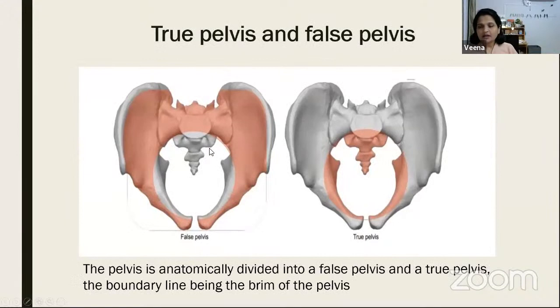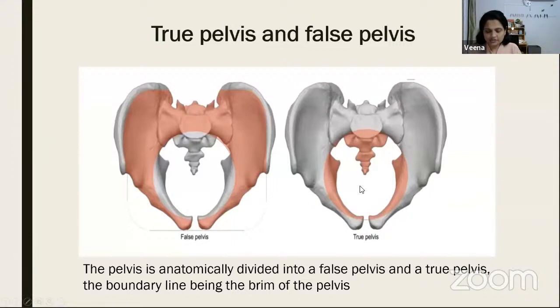Now, your pelvis is classified as true pelvis and false pelvis. It is anatomically divided into true pelvis and false pelvis. Among these two, what's important for us is the smaller one, because the baby has to go through it. We'll break our head about the smaller one, not about the larger part of the pelvis. The false pelvis doesn't really have much significance. What is the obstetric significance of the false pelvis? To support the gravid uterus. That's the only function it does. What is important for us is the true pelvis, which lies below the pelvic brim.